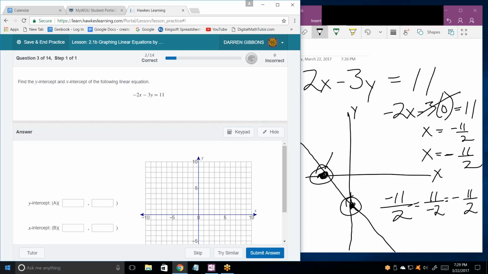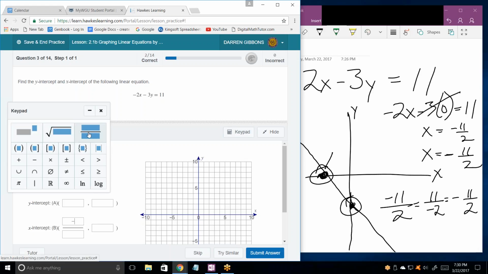Now, am I going to be able to put this in, or do I need a keypad? I'm going to need the keypad for this also? Probably so, yes. It's 11 halves, right? Okay. That's the x-intercept, and we know the y-intercept was 0. That's by definition. Whenever you're on the x-intercept, the y value is 0.